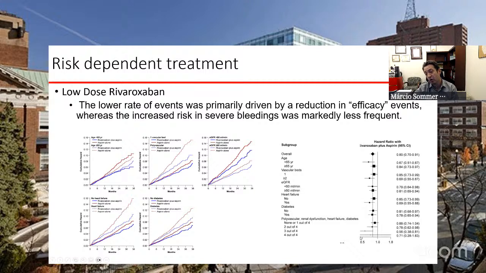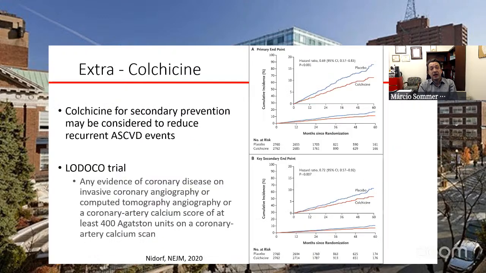The more plaque and the more extensive and diffuse the plaque is, the better the effect of the added low-dose rivaroxaban. But again, the decision is essentially anatomical, a clinical risk, plus here some multivascular assessment of plaque, nothing else. And then if we go to colchicine, what the guidelines say is consider colchicine in secondary prevention.